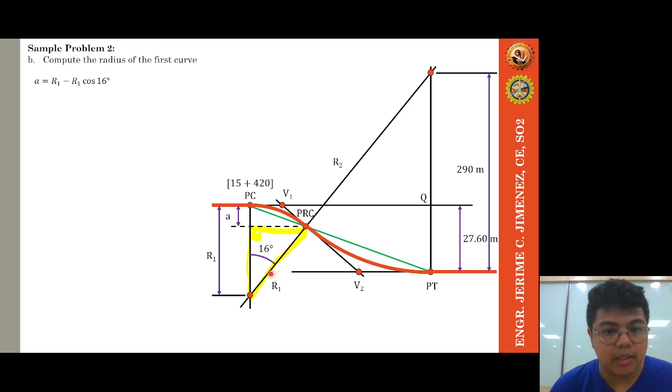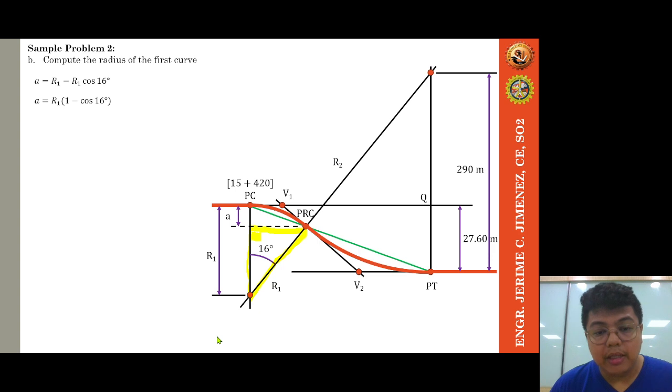Ang hinahanap natin ay itong leg na to. So, that is cosine 16 is equal to this leg all over R1. Cross multiplication, we can have R sub 1 cosine of 16. Okay? Factoring out R sub 1, we have A is equal to R sub 1 multiplied by 1 minus cosine 16 degrees. I-leave muna natin itong variable A natin and let's proceed to this another technique.